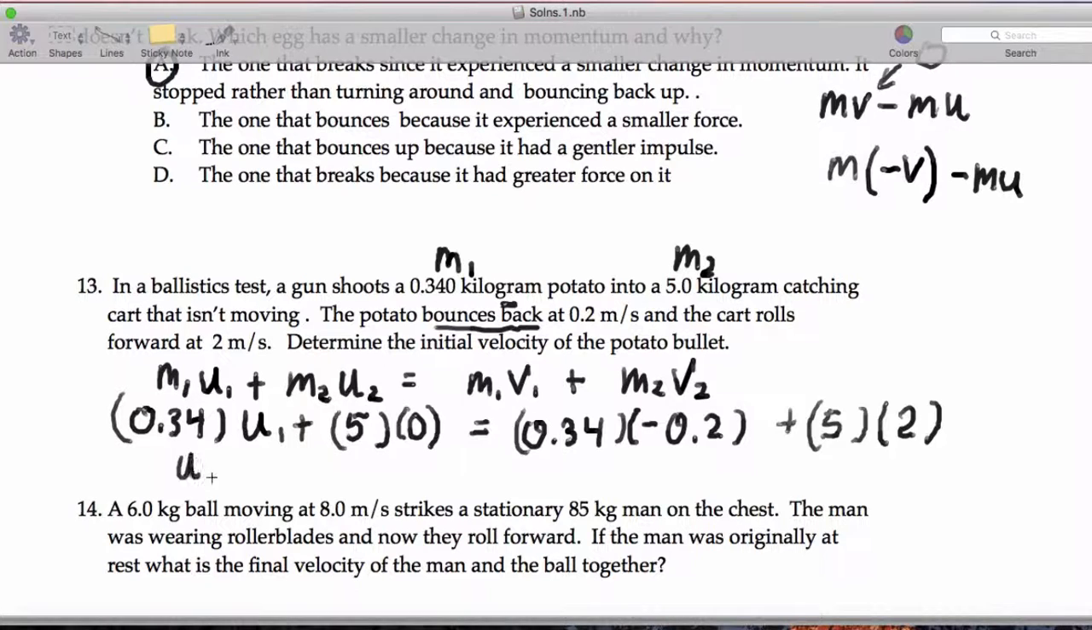I'm going to actually simplify this here rather than doing all of the algebra. I'll leave that as an exercise for you. So when I simplify this, it looks like I'm getting u1 equal to about 29.2 meters per second.